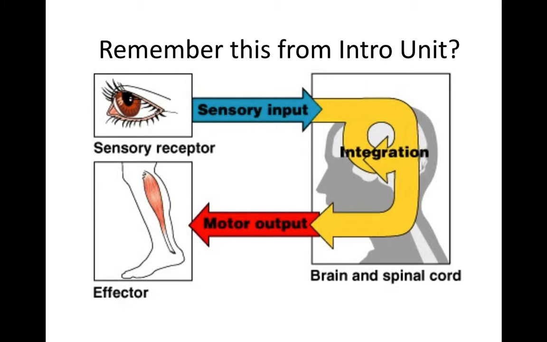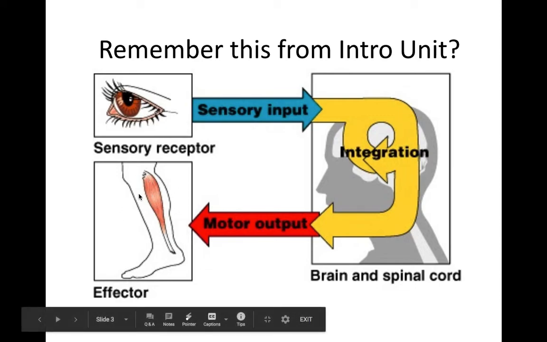So you remember this from the introductory unit when we were talking about homeostasis. There are 5 elements to a homeostatic response mechanism. So the first is you're going to have a sensory receptor like in your eyes or in your skin or on your tongue that is going to send a sensory input to the brain. The brain is then going to integrate or process that information and determine the appropriate response, which then gets sent out. That's your motor output to your effector organs, which are your muscles. Oh, I should have used my mouse, but here's your effector organ.